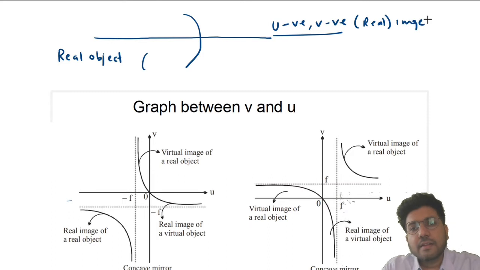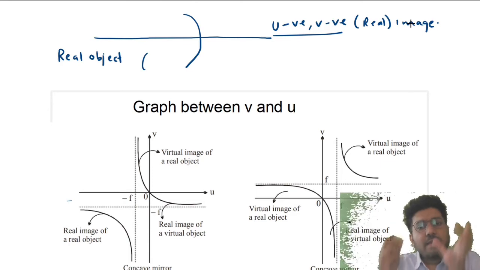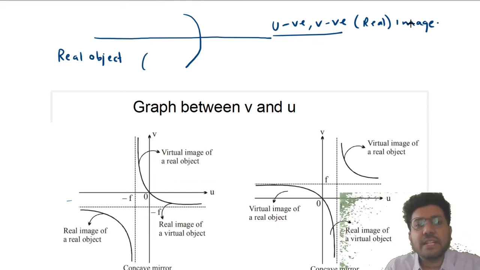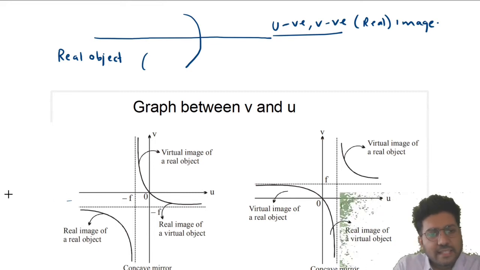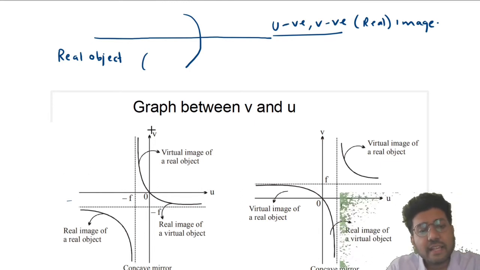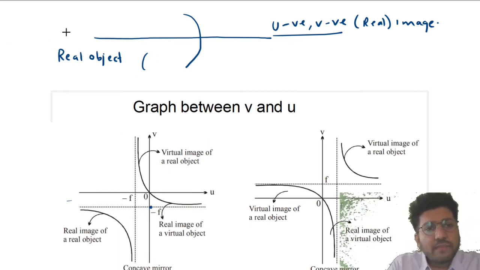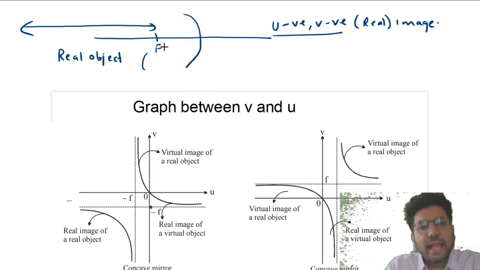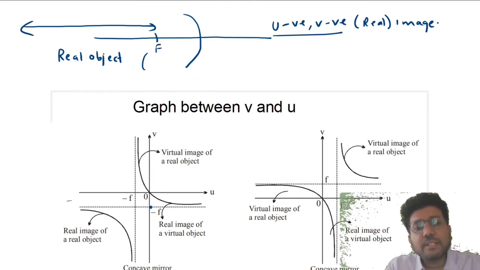Okay, now let us revisit or remember what the image positions are for different positions of the object. Let us start from infinity. When the object is at infinity, the image is at focus and it is real, that means it has to be negative. So when the x-axis is infinity, because the x-axis is object distance, the y-axis, that is the image, has to be at minus f, because the image is formed at the focus. Okay, then from infinity up to focus, you know that the image is real, that means v has to be negative, and at focus the image distance becomes infinite, right?